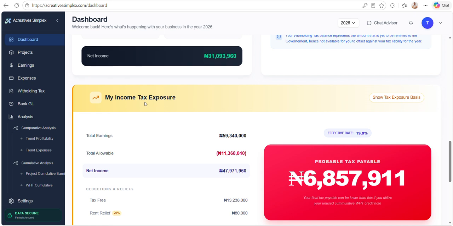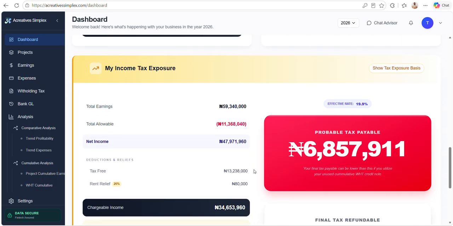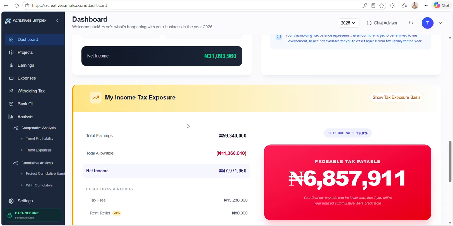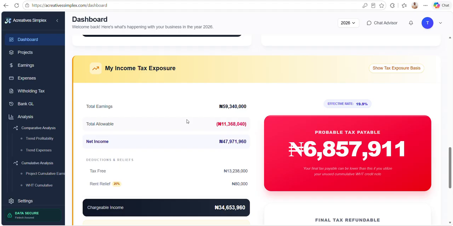Now, this is our withholding tax balance that has not yet been collected, and it is an asset to us. So now let's go to my income tax exposure. This is telling us about our taxable profit. Don't forget that this was accounting profit. Now, this is talking about taxable profit. How do we get our taxable profit for the year?